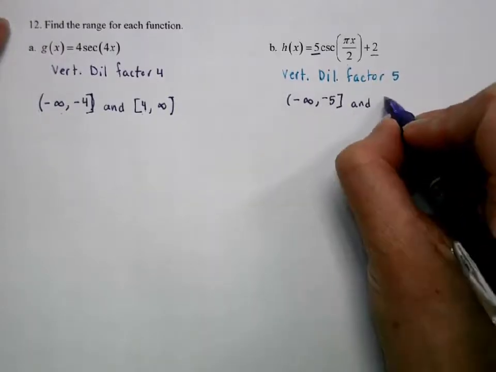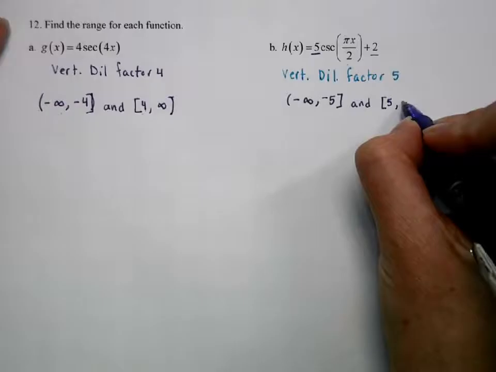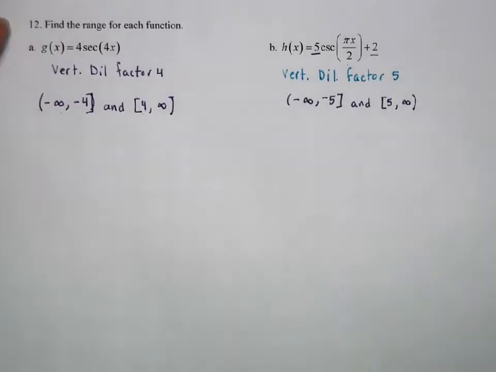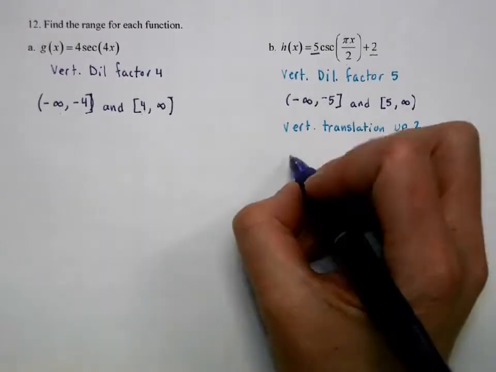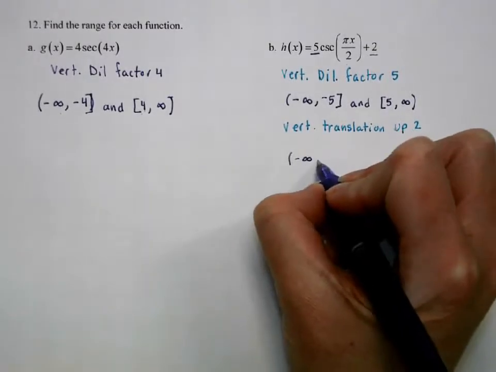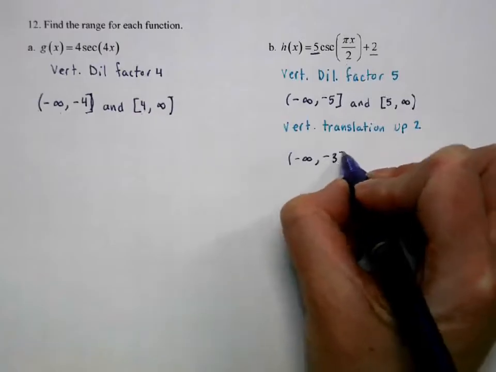Next, I'll go ahead and do that vertical translation. Okay, so I'm going to take what I got here, and I'm going to add 2. So -infinity up to -3, and then from 7 to infinity.